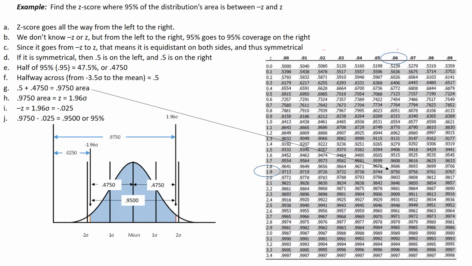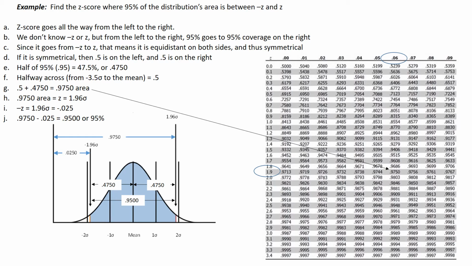Now, 95% in the middle, I don't know what the z-scores are, but I know, as I'm showing right here, from the mean or the middle, it's 0.9500. If I divide that in half, because this is symmetrical, I know 0.4750 is from the mean to the lower end, and then 0.4750 from the mean to the upper end. 0.4750 plus 0.4750 is 0.950.